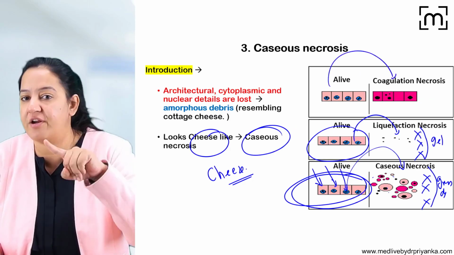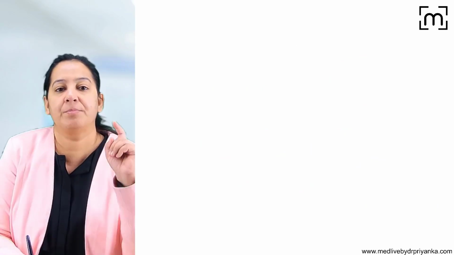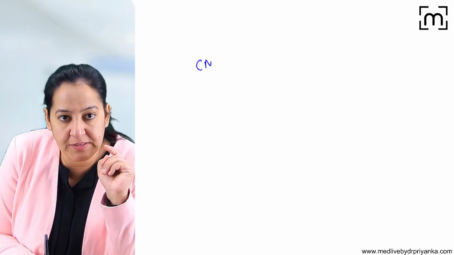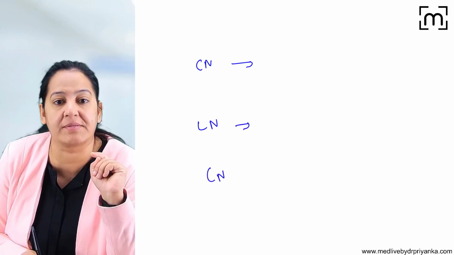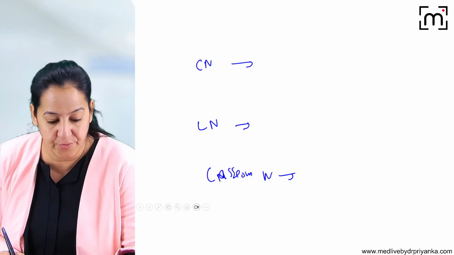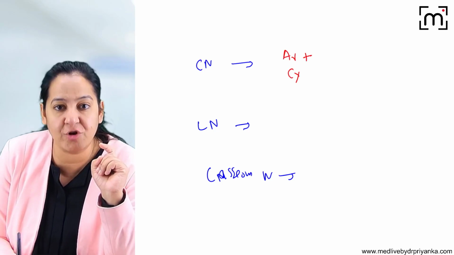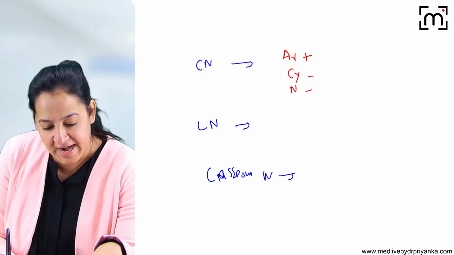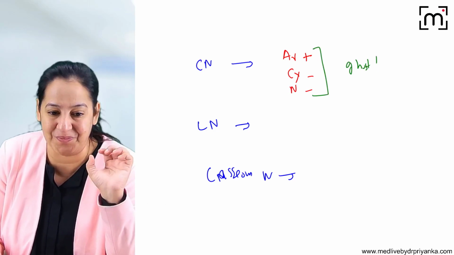See the diagram of coagulative necrosis, the diagram of liquefactive necrosis, the diagram of caseous necrosis. So basically, in coagulative necrosis, what is happening? You tell me. In liquefactive necrosis, what is happening? And in caseous necrosis, what is happening? Can you tell me the differences between the three? Here, architecture is maintained, but cytoplasmic and nuclear detail is lost. And ultimately, the group of cells gets converted into a ghost or tombstone.